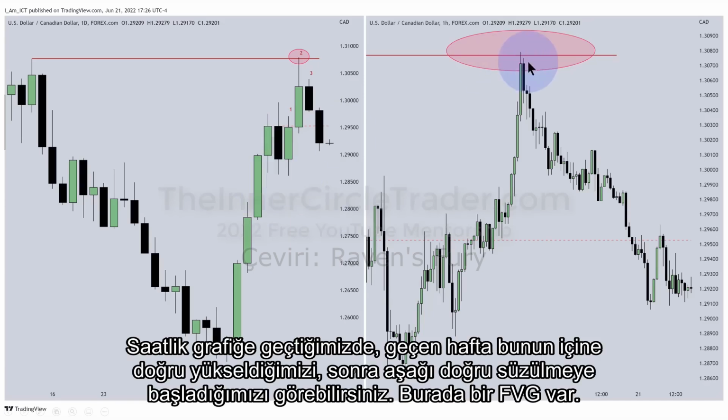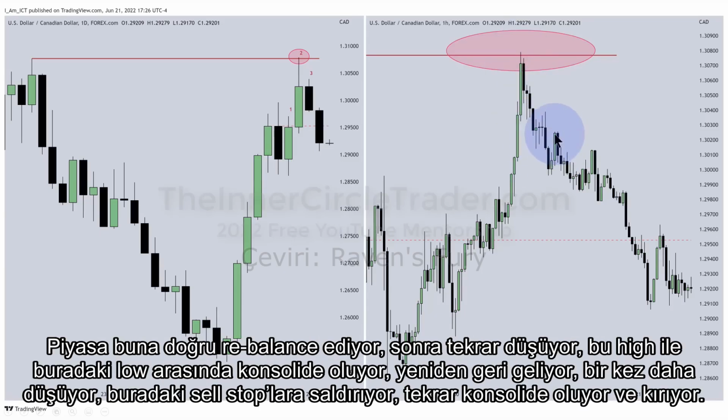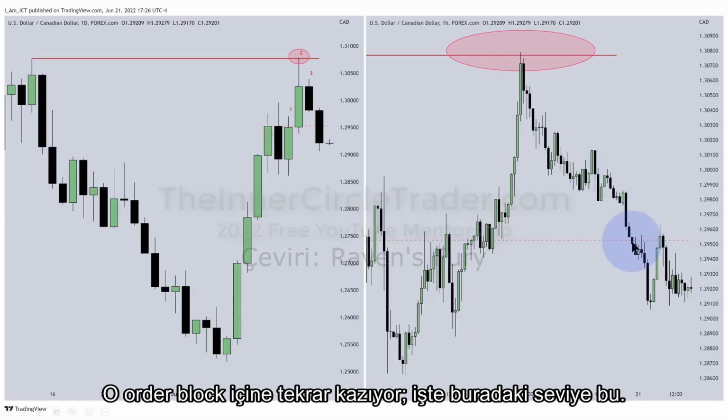So over to the hourly chart, you can see last week we ran up into it, started drifting lower, fair value gap here, it rebalances to that, drops back down, consolidates between this high and the low here, comes back in, drops once more, attacking the sell stops here, consolidates once more, breaks, digs into that order block. Again, that's this level here.